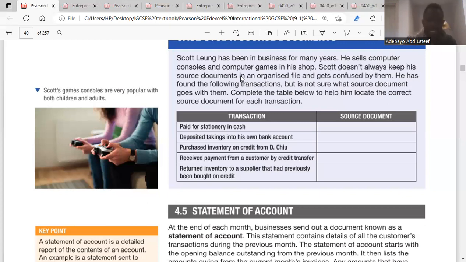Yes. Okay. And the last one, return inventory to a supplier that had previously been bought on credit. When you return inventory, that means you are returning part of the goods to a supplier. Then the supplier would have issued you what? A credit note. Do you understand? So you would have received a credit note from the supplier. Is it clear? Yes. Okay.